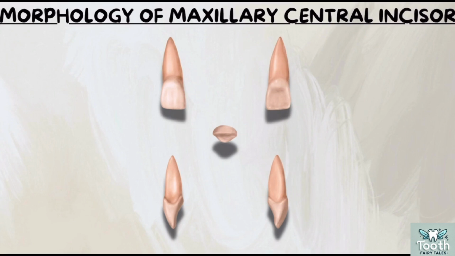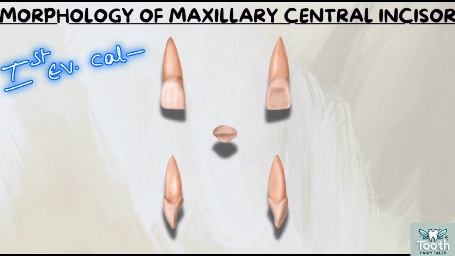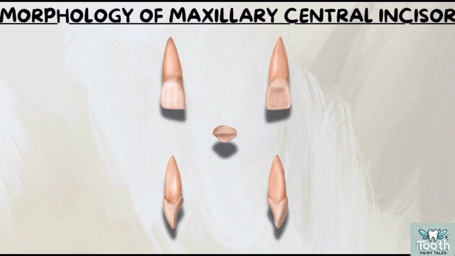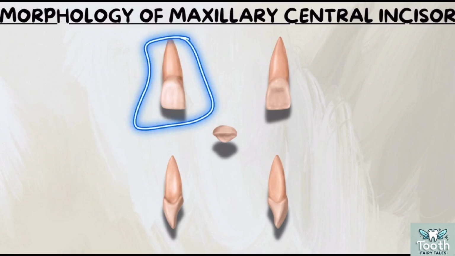Now, let us delve into the developmental timeline of the maxillary central incisor. Permanent maxillary central incisors show the first evidence of calcification at around 3 to 4 months after birth. Enamel formation is completed by around 4 to 5 years, and the tooth erupts into the oral cavity by 7 to 8 years.